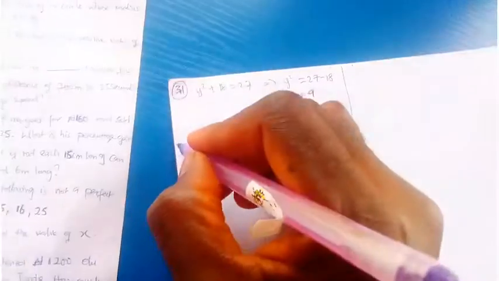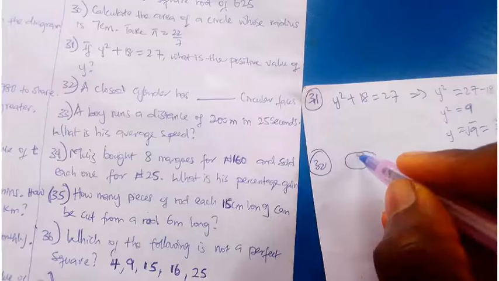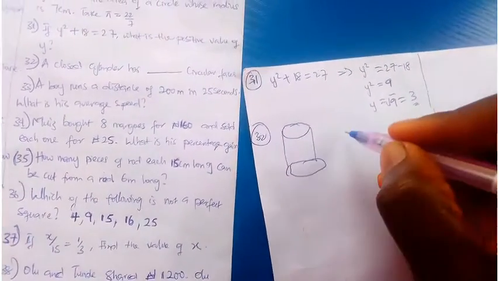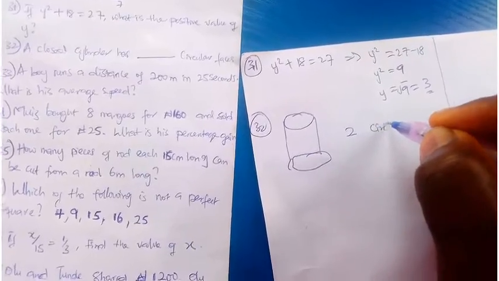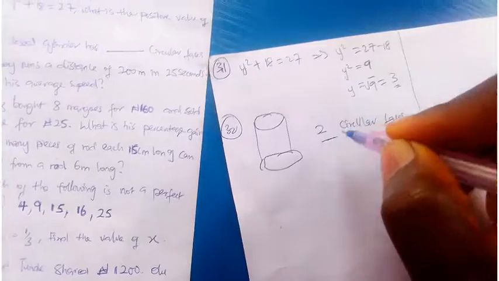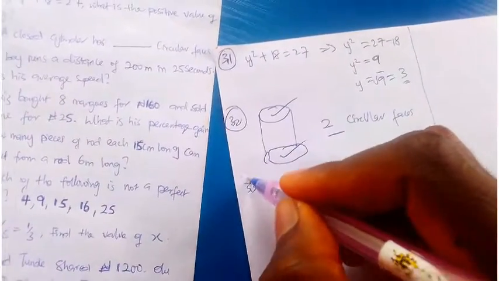Question 32 says: a closed cylinder has dash circular faces. A closed cylinder is a cylinder that has not been opened. So by default, it still has 2 circular faces. That's this and this.